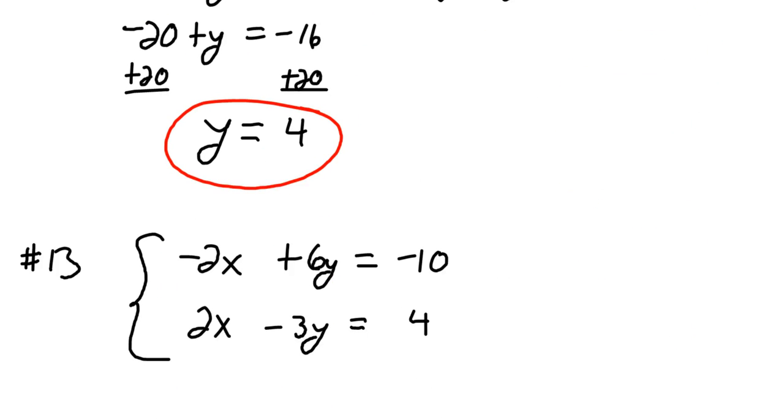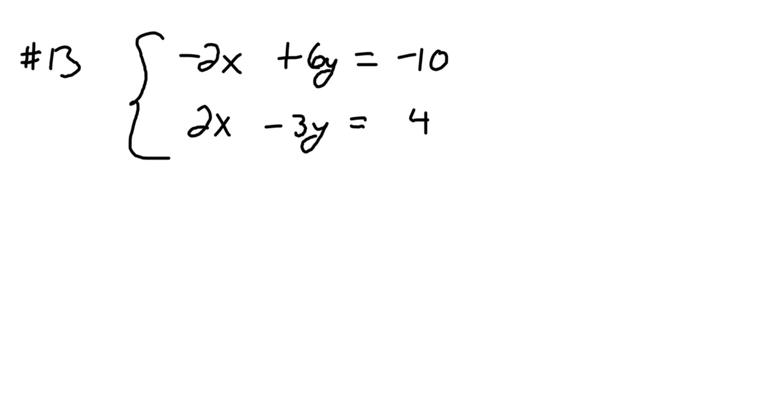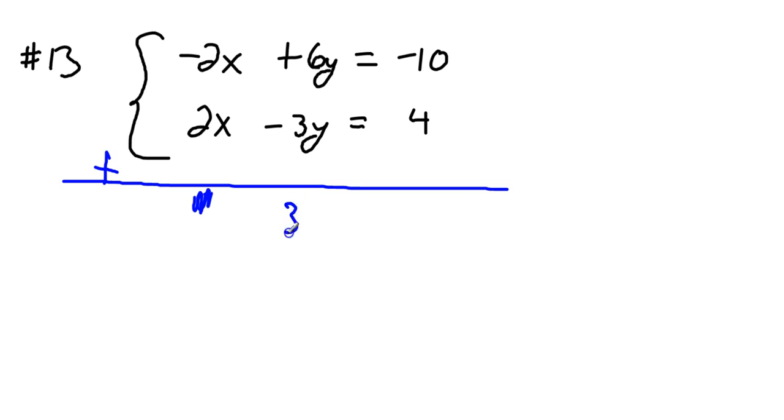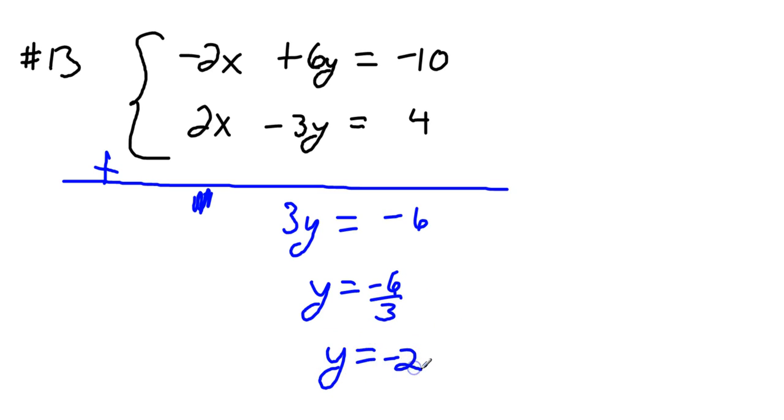For this one, it's all there, and you don't have to really do anything, because you've got -2x and a positive 2x. If you've already got the same numbers with different signs, you're good to go. Just start adding or subtracting, whatever it says to do. -2 plus 2 is 0, so that's gone. 6 minus 3 is 3. -10 plus 4 is -6. Divide those 2. So then you get y equals -2.